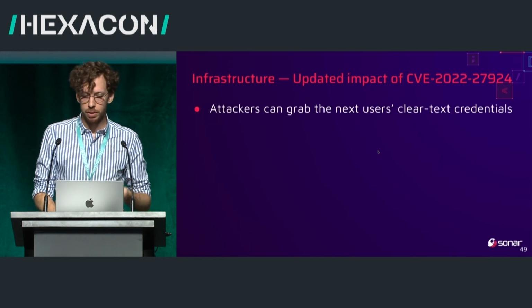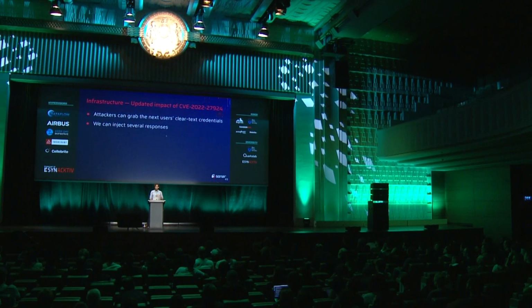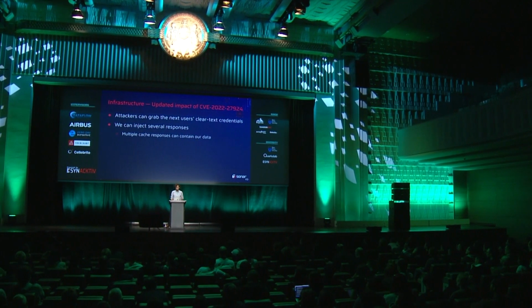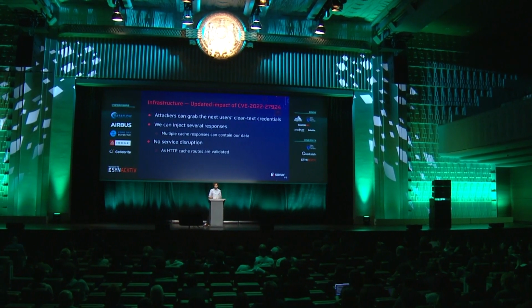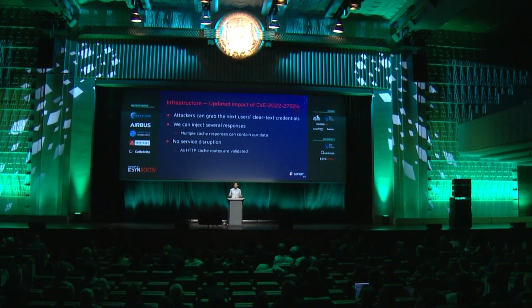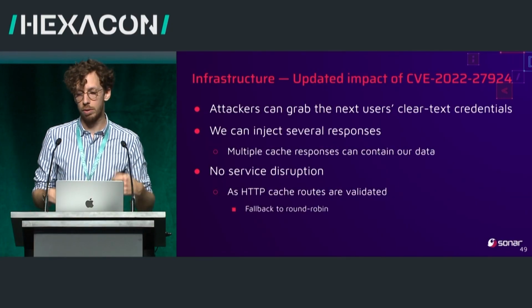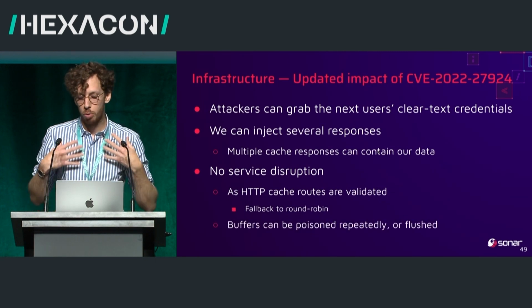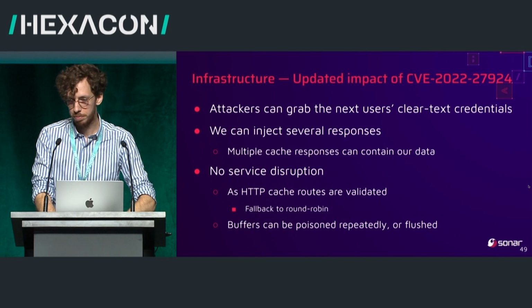So that means that attackers can grab the next user's clear text credentials, and we can also inject several responses. So multiple cache responses can contain the data, and there is basically no service disruption, but nobody will see it because all the HTTP cache routes are validated, and you can enter your fallback, and we can repeatedly poison this cache and flush it. And now I'm going to show you the demo.